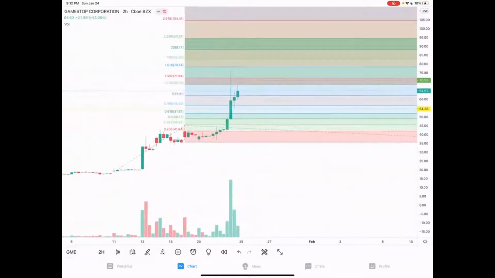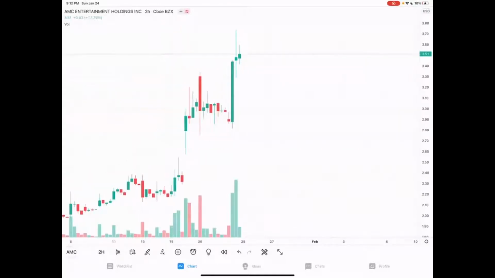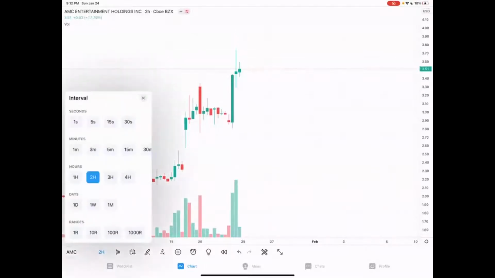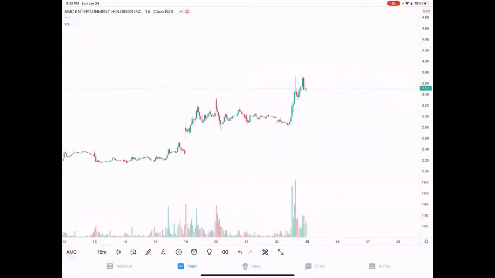So that's kind of the application of Fibonacci. I can show an example of a trade that hasn't happened yet, and we can kind of see the progress in it. So I just found AMC. What was that? That one is a great one. Yeah, AMC.